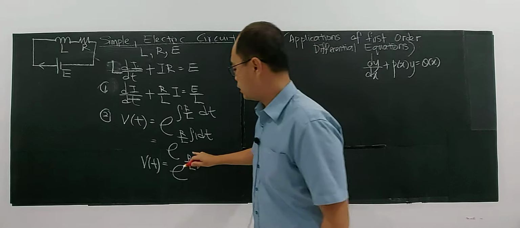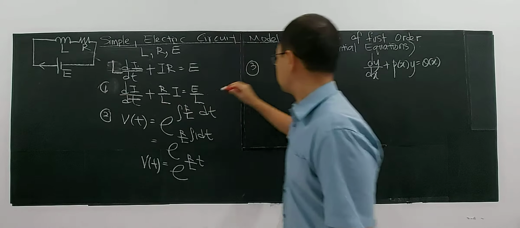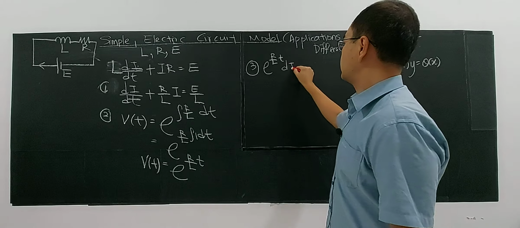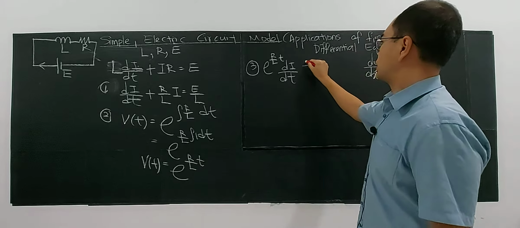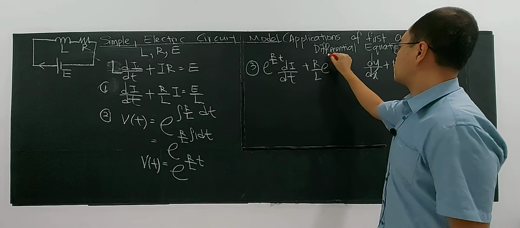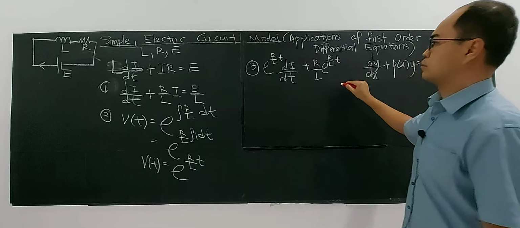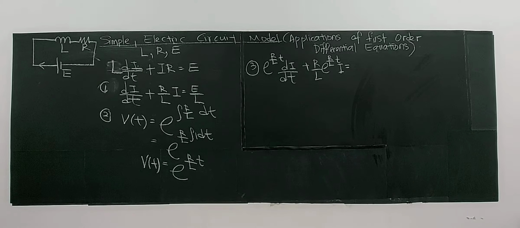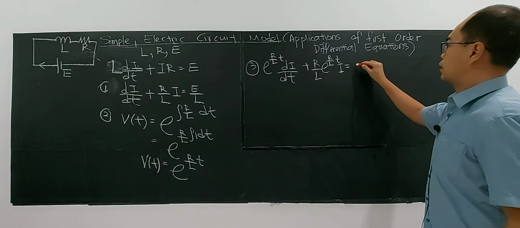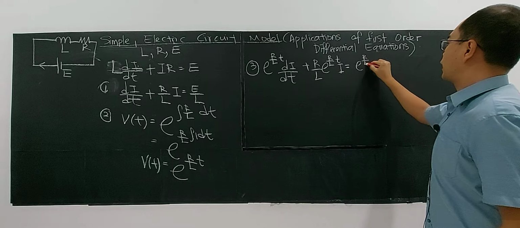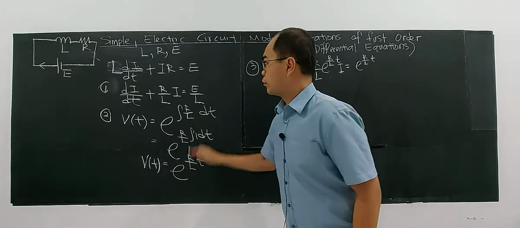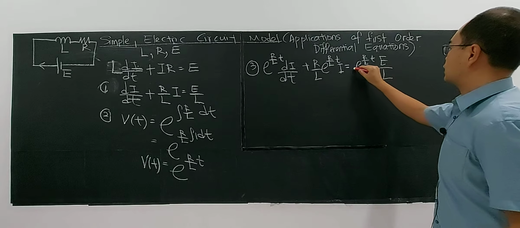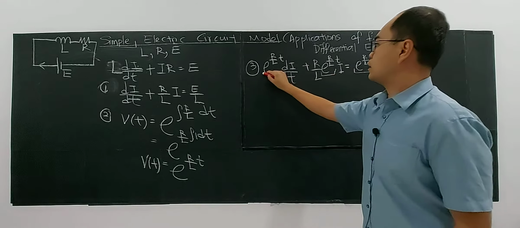So multiply e^(R/L t) into the equation. So we have e^(R/L t) di/dt plus R/L e^(R/L t) i equals, so we multiply the e^(R/L t) with each term, right? So E/L. So if you see that, I have multiplied everything with e^(R/L t).